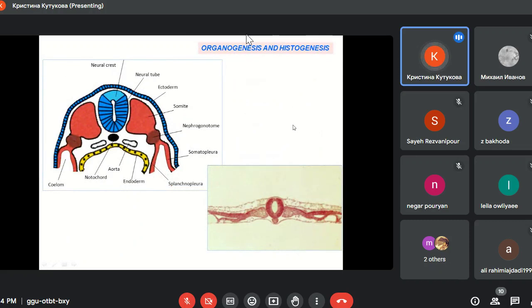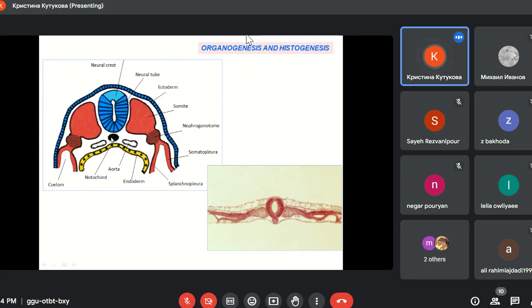So organogenesis and histogenesis. What we see here, neurulation is ended, so neural tube is closed now. Ectoderm covers the embryo from outside. Endoderm, it is here. After lateral folding will end, the endoderm will be closed, and it will make the embryonic gut, which is the primitive intestine of embryo.